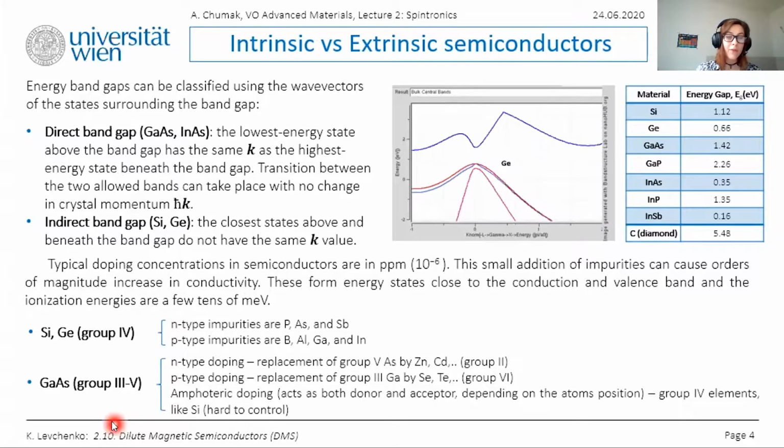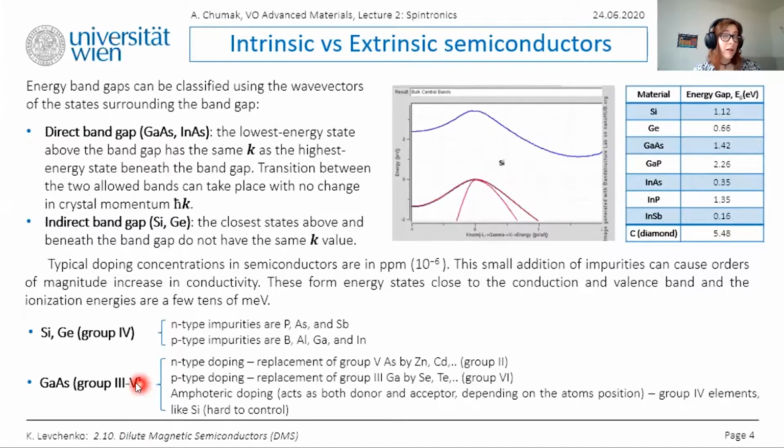And if we want to have holes, we are supposed to dope or replace the group 3 gallium by, for example, a group 6 element like tellurium. Again, it's quite an interesting compound, this gallium arsenide.